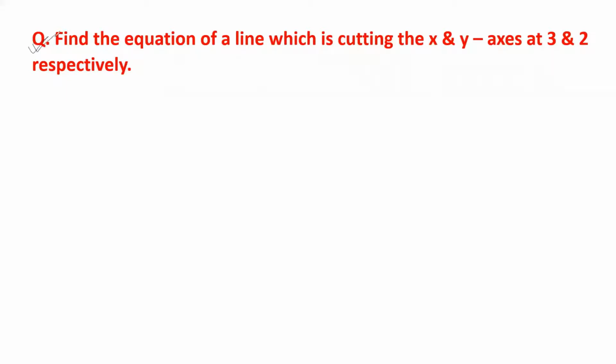Let us now see this question. Find the equation of a line which is cutting the x and y axis at 3 and 2 respectively. Since the line is cutting the x and y axis at 3 and 2 respectively, indirectly they're saying that the x-intercept of this line is 3 and the y-intercept of this line is 2. Now we know the equation of a line in the intercept form is given by x by a plus y by b equals 1, where a is the x-intercept and b is the y-intercept.